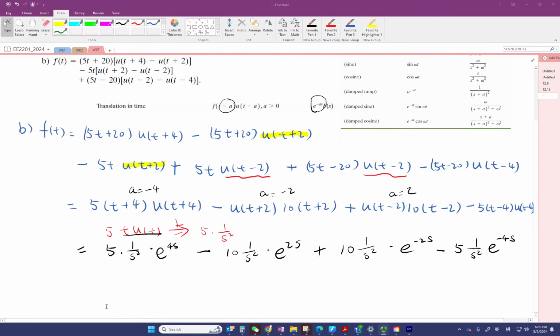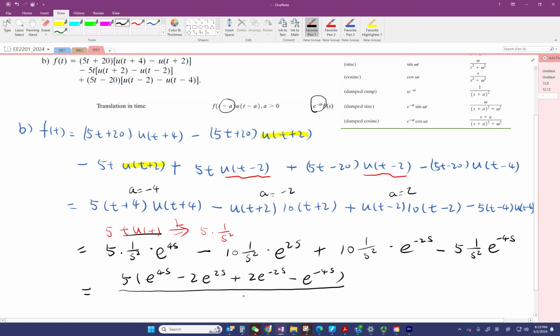Okay, if we collect terms, we can get something like this. We can get 5 on top, and what is being taken out is e^(4s) minus 2e^(2s) plus 2e^(-2s) minus e^(-4s), and in the bottom here is s squared.